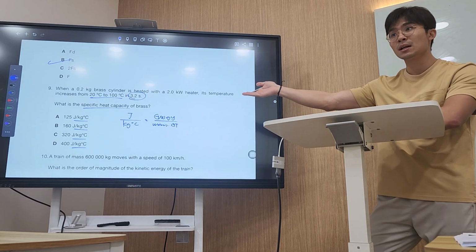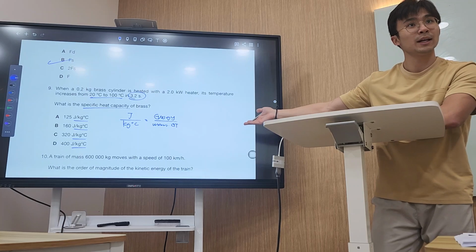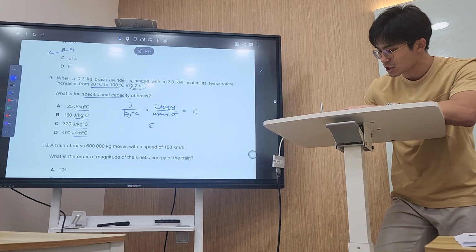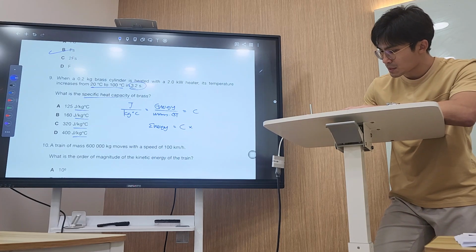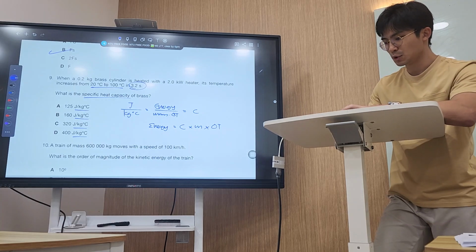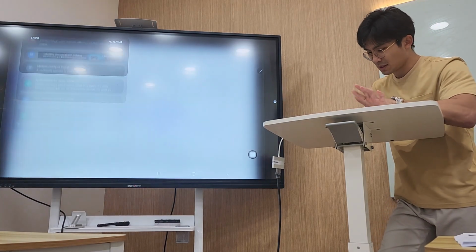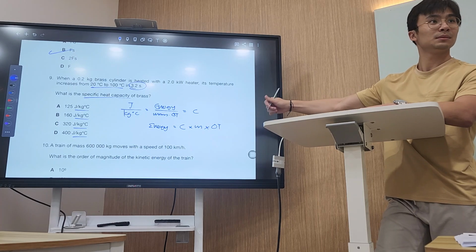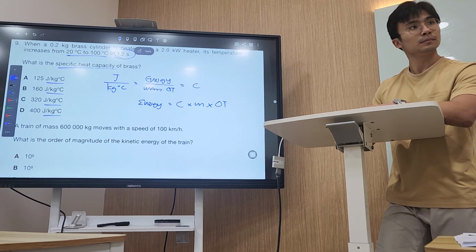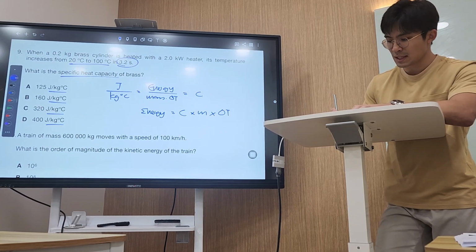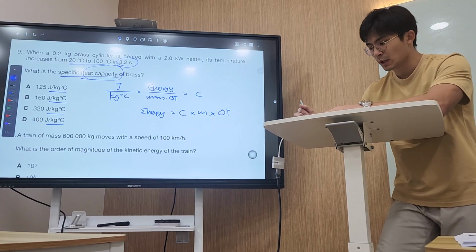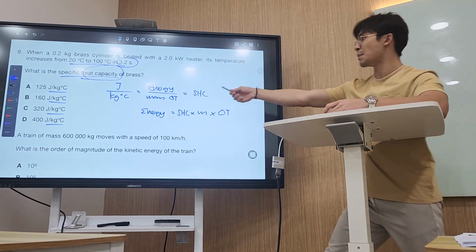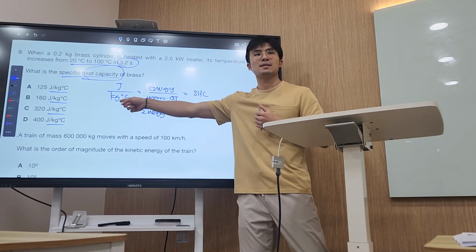Right now, kg is mass, degree Celsius is change in temperature. So if the unit of this is C, that means your energy is C times mass times change in temperature. Then we get our formula here. I call it C because it's specific heat capacity. If you want to acronym it, you can just put SHC maybe. I'm deriving the formula from the unit of the quantity.